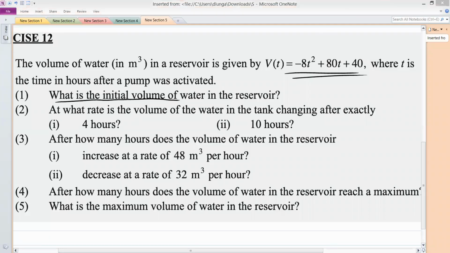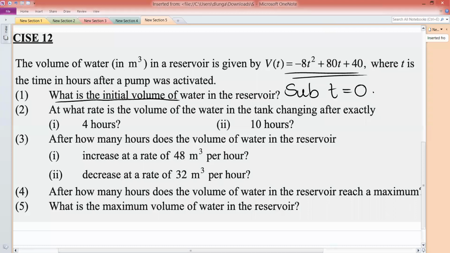Okay, so the volume of water in meters cubed in a reservoir is given by that, where T is the time in hours after a pump is activated. What is the initial volume of water in the reservoir? What do you guys think you're going to do here? So for the initial volume of water at this particular point, you would sub in T equals 0 into that. So you're looking for the volume when time is 0.